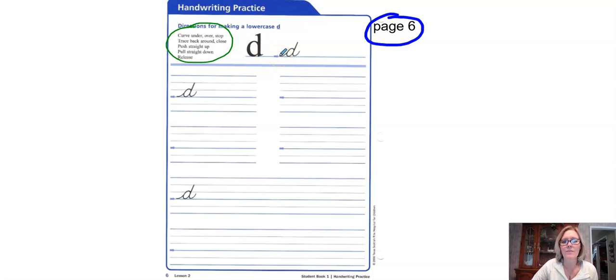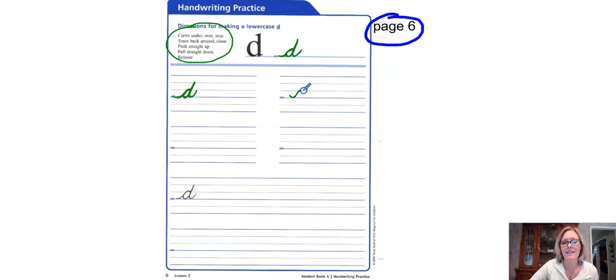Okay. So I'm going to curve under, over, stop. We trace back around and close it. Then we push up, pull down, release. Okay, so let's try it down here with yours. Okay, so pick up your pencil and under, over, stop, trace back around, push up, pull down, release. Good. Now this time when we make this letter, I want you to say the letter as you make it.